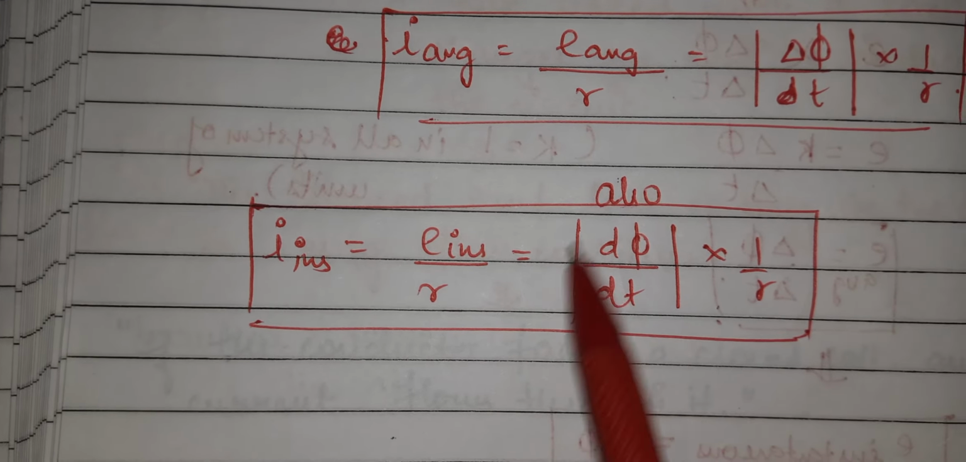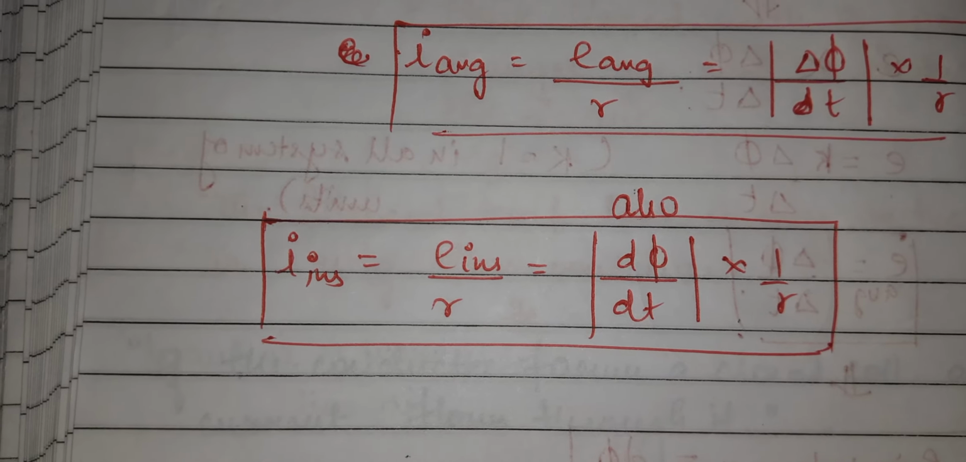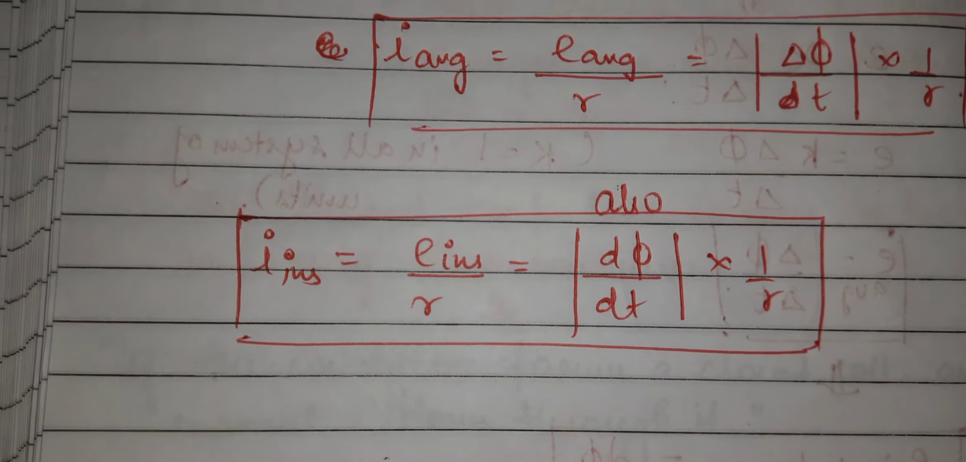So d phi by dt will give you the rate of change of magnetic flux with respect to a particular unit of time. Okay, so this is all about the introduction of the chapter.